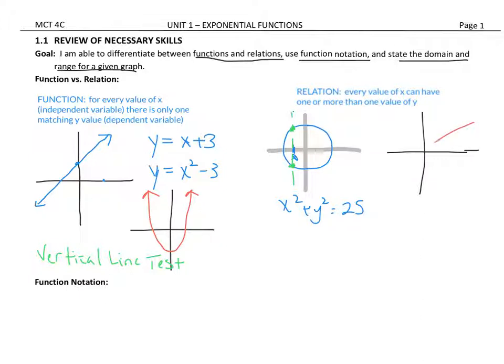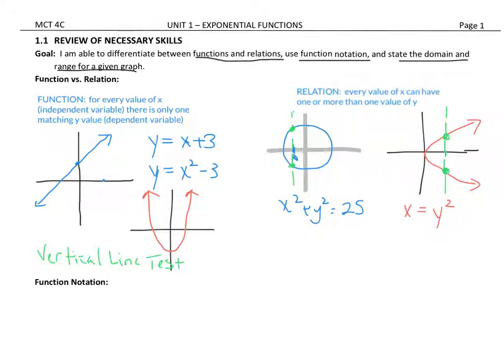Let's say I have a sideways parabola. Okay, looks like that. That equation could be x is equal to y squared. And if I try to draw a vertical line here, again, it's going to cross the graph twice in two spots. So for that particular value of x, whatever that happens to be, there are two values of y that match it. So those are not functions, those are just relationships. Okay, so hopefully that makes sense.